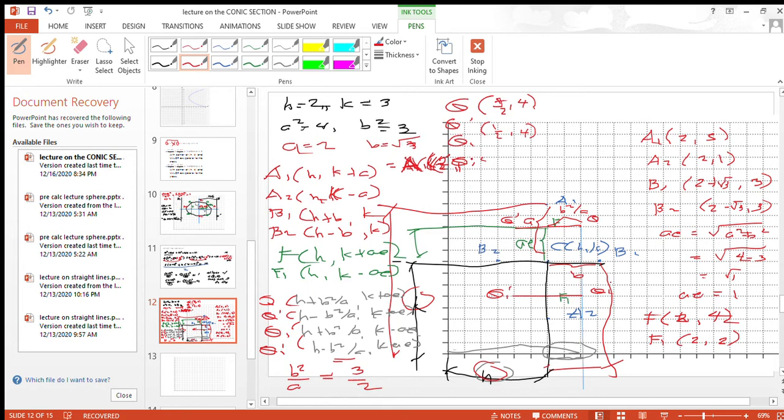Tapos si Q1, H plus B squared over A, so 7 halves, 2. So sinusundan ko na lang yung mga points na nakuha na natin earlier. Q1 prime will be 1/2 and then 2. Okay? So there you have the points.